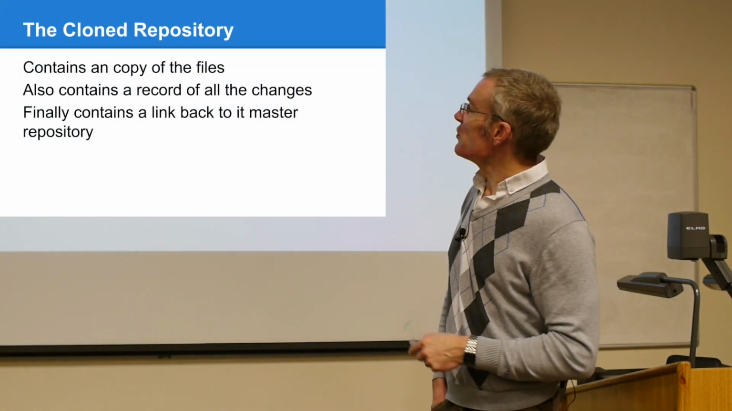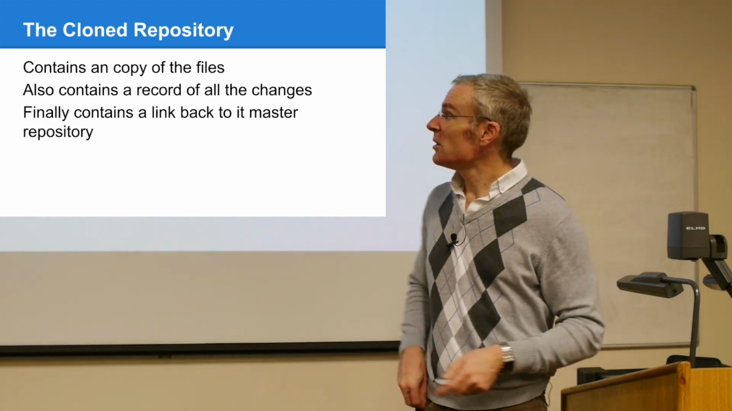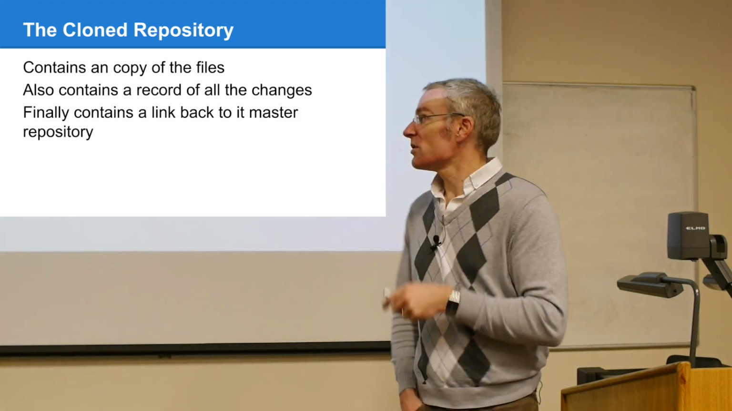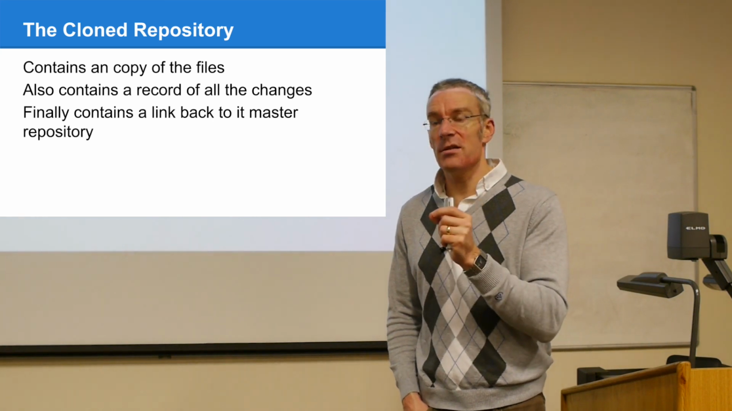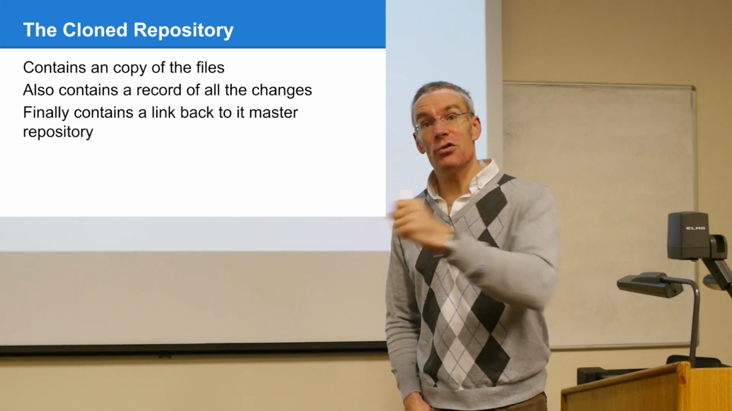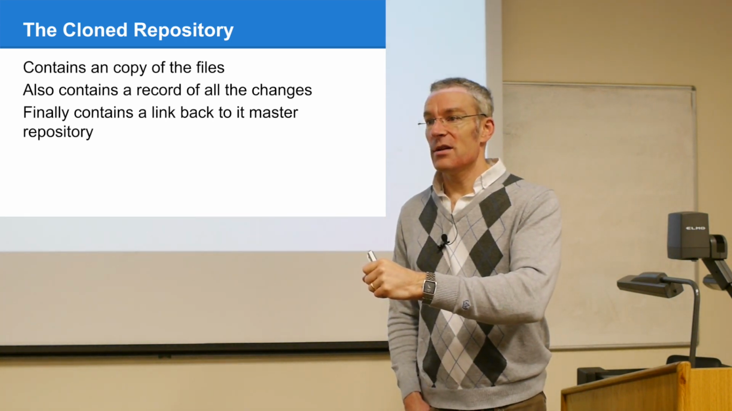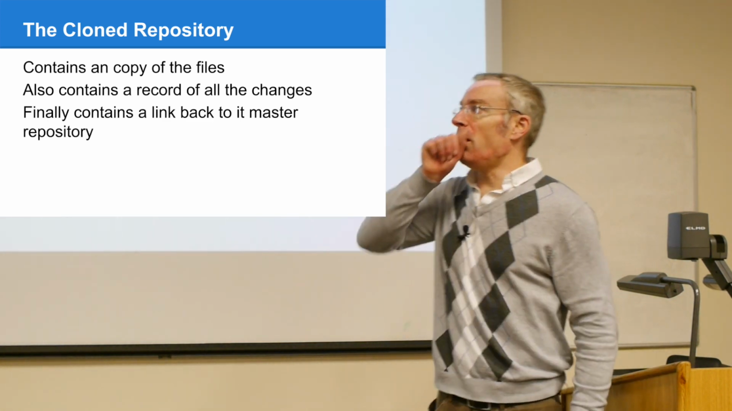The clone repository has a copy of the files which it reconstitutes from the hashes. It contains a record of all the changes, and this is most important, it contains something which the master one doesn't contain. It contains the link to the master repository. So when you push your changes back, it knows where to push them to. Okay? So it knows where it should be pushing the changes. You haven't got to tell it each time.